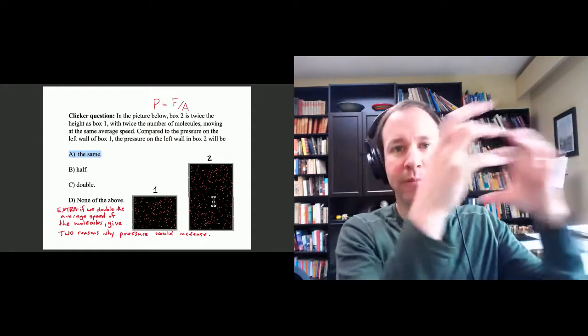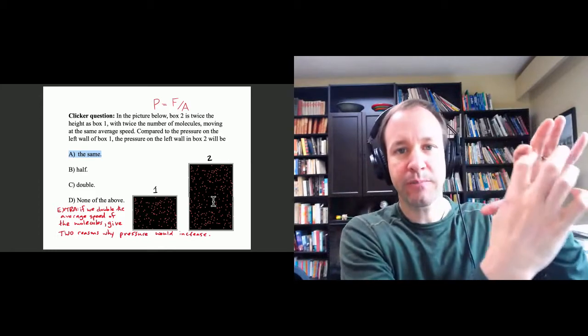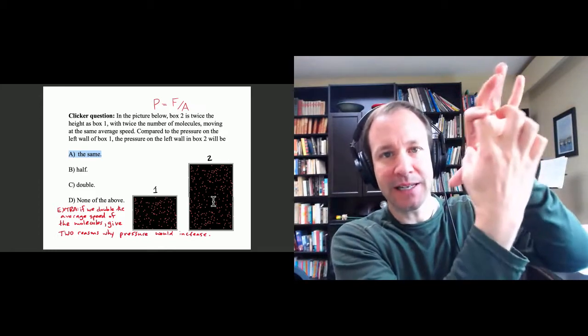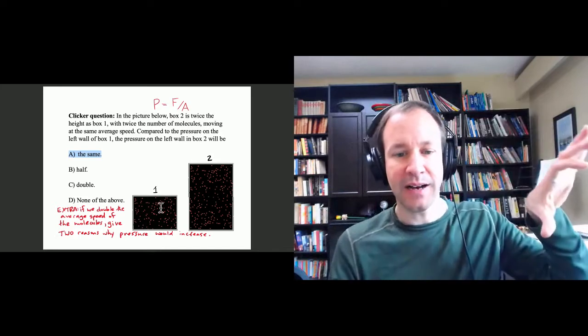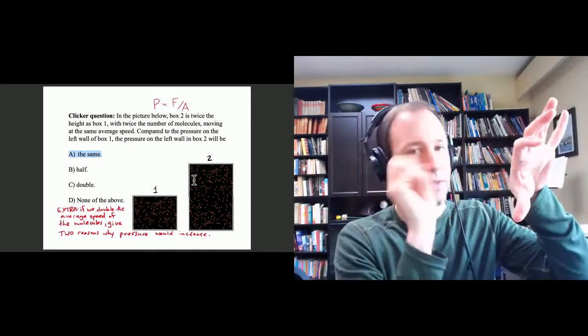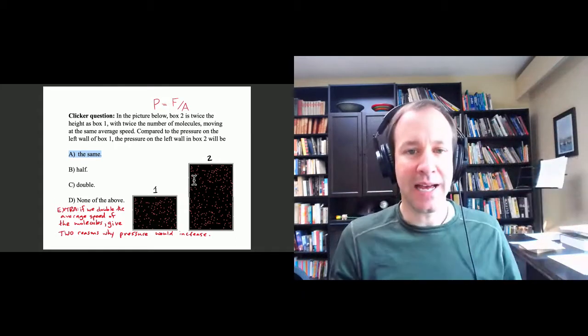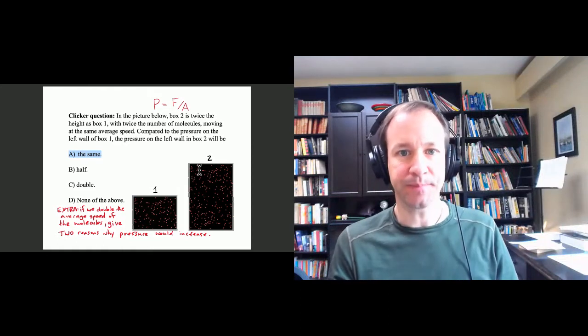Temperature is the same, so they're all moving at the same speed. And so the force per unit area, if I look at a similar small area of box number 1 versus box number 2, you're going to get the same number of collisions per unit time. They're going to be just the same impact, and so you're going to end up with the same pressure.